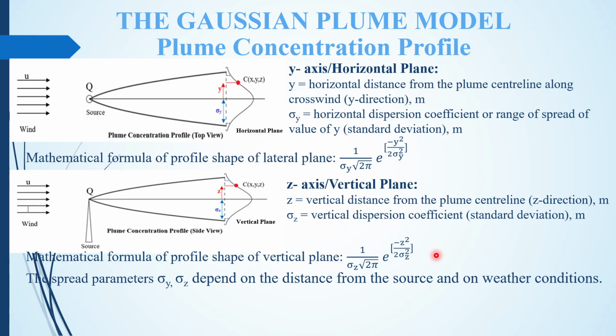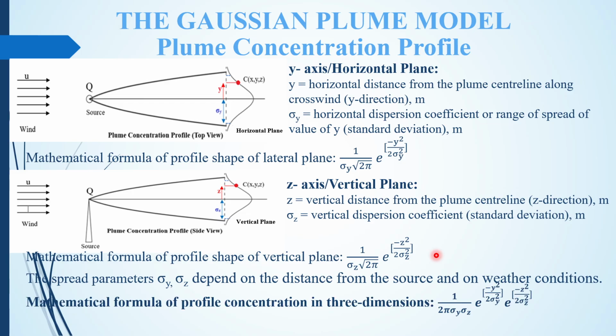So if we multiply this, we get the mathematical formula of plume concentration in 3 dimensions. This is the multiplication product of these two. So I termed it as shaping function. I already gave a term for the ratio q by u as pollutant flux per unit wind speed, and this as shaping function.